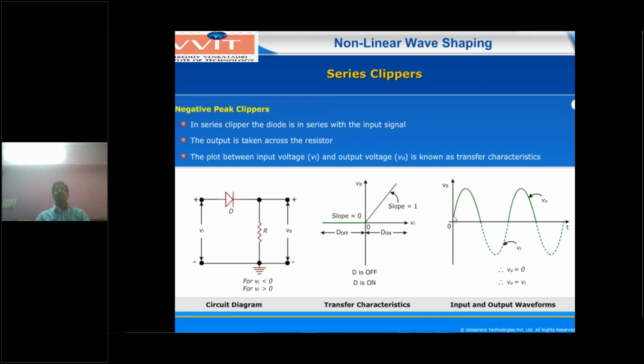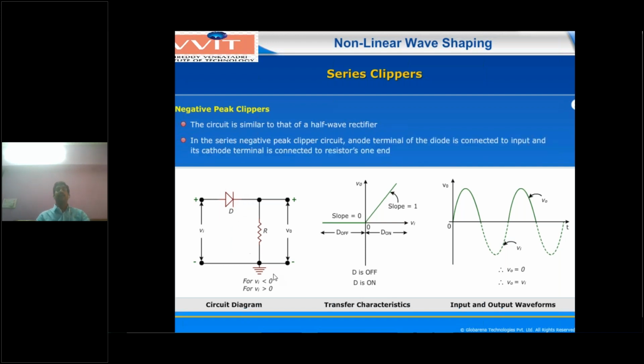Next, you are applying the positive peak as input. Once you apply the positive peak, the diode will be in forward bias condition and act as a closed switch. This is the ideal condition. For VI greater than 0, the diode is on and acts as a short circuit. Then whatever input is there, the same input is transferred to the output. We assume the diode forward resistance RF is very small or negligible, almost equal to 0. So V0 equals VI, which means slope equal to 1. In the positive peak condition of the input waveform, the same input is transferred to the output.